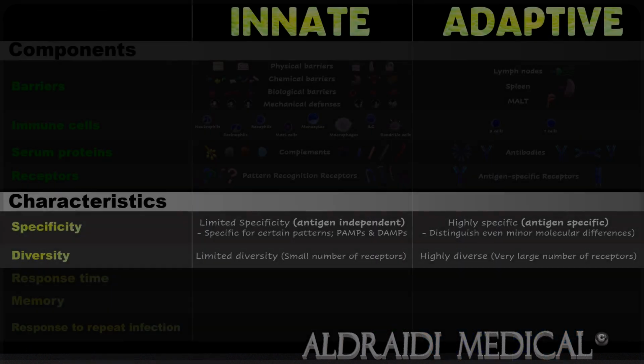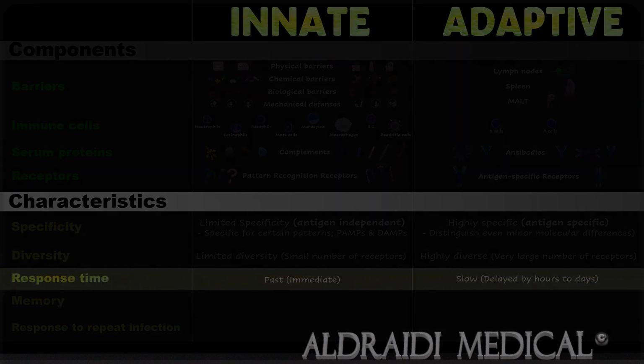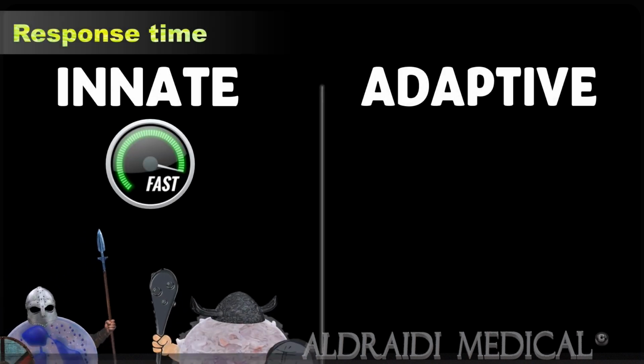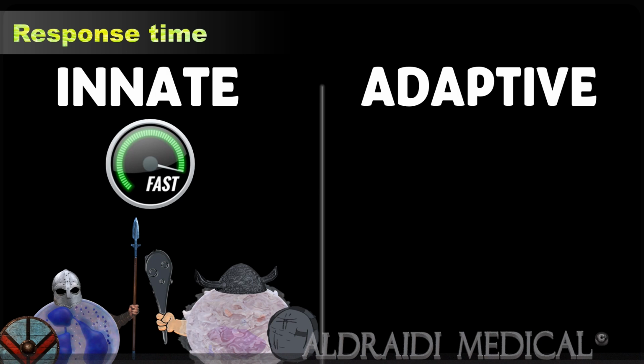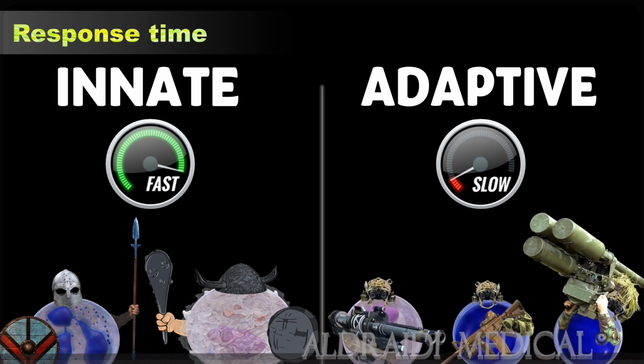The next characteristic is the response time, which varies a lot between both systems. Innate immune defenses are very fast and are ready for immediate action, some occurring within seconds of a barrier breach, in contrast to adaptive immune responses, which are slow and take days to arise following exposure to antigens.